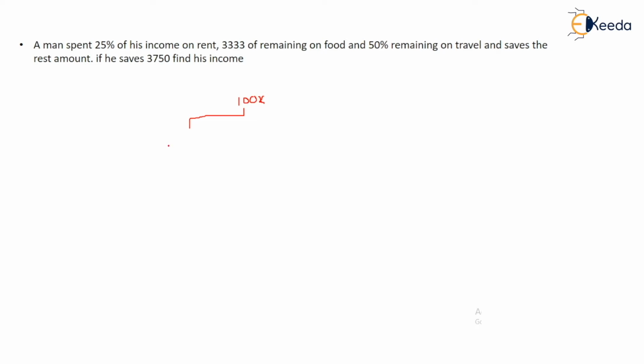Out of 100x, 25x he spent on what? Rent. And the remaining on food, 33.33% of the remaining. So how much is he left with? 75x. And 33.33 means what? 1 by 3, right? So 1 by 3 of 75x comes out to be how much? 25x. So 25x he spent on what?